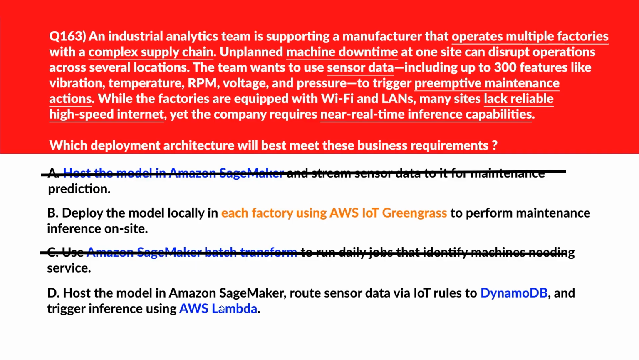D says host the model in SageMaker, route sensor data via IoT rules to DynamoDB and trigger inference using AWS Lambda. Streaming through DynamoDB and Lambda will add network dependency and latency, which we definitely don't want as per the scenario, and is definitely unsuitable for low connectivity environments like what we have as per the question. So this cannot meet the requirement. D is out. We'll lock option B as the right answer.